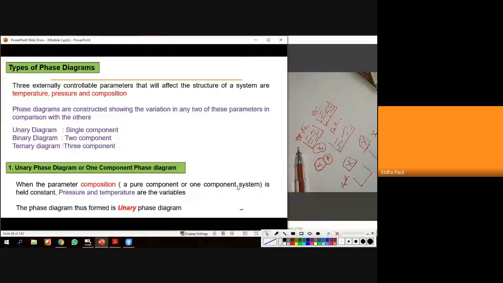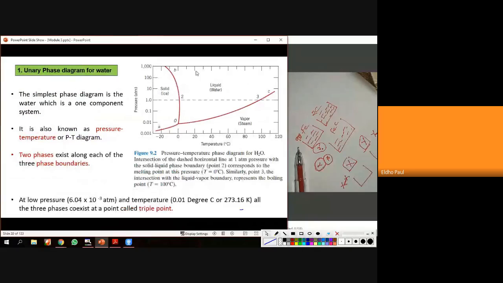So the component is constant. Its percentage is 100%. There is no variation in the percentage of the component. What is the reason? Here we have only one component, and so we use pressure and temperature as variables. Such a diagram is called a unary phase diagram. So this is the unary phase diagram of water.